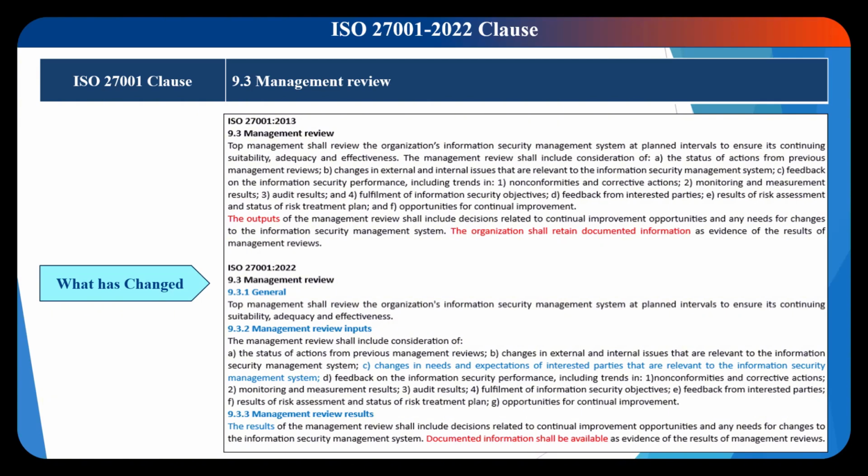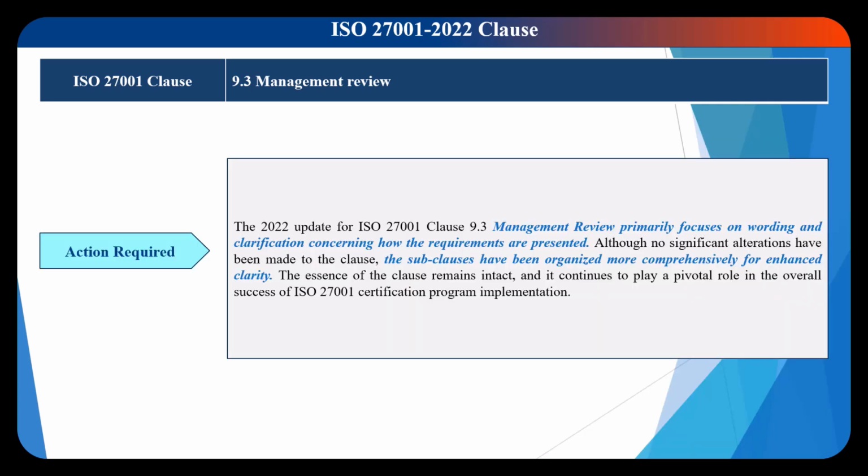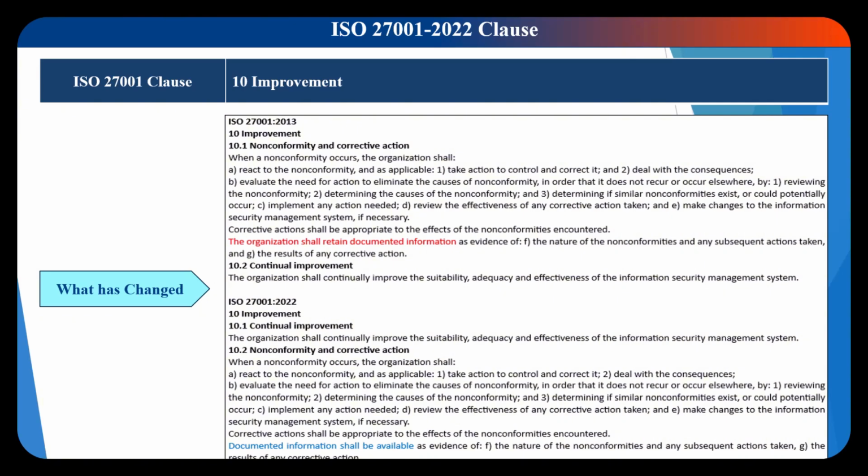And also section 9.3.3, which is the management review results. Now it states that the results of the management review shall include decisions related to continual improvement and opportunities. So the thing to learn here is that the management review primarily focuses on wording and clarification concerning how the requirements are presented. Although no significant alterations have been made to the clause, the subclauses have been organized more comprehensively for enhanced clarity. Now let's look at the last clause and its changes.